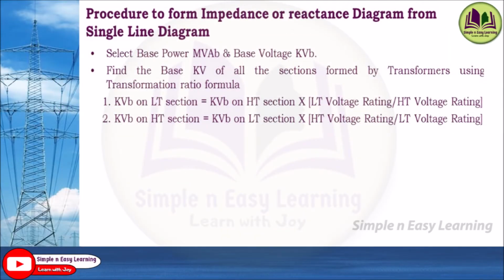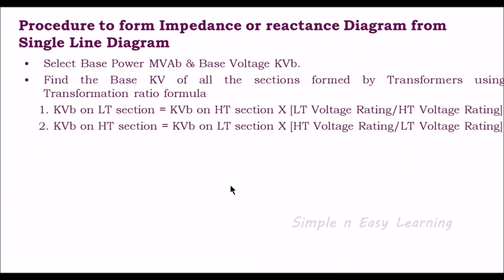So by using these two formulas, we can find the base value of the LT section or HT section, whichever section we need. While solving the problem you will be able to understand it in a clear way. So find the base kV on all the sections. The first step itself, you can see, find the base power MVAB and base voltage kVB. This base voltage kVB you have to determine for all the sections.